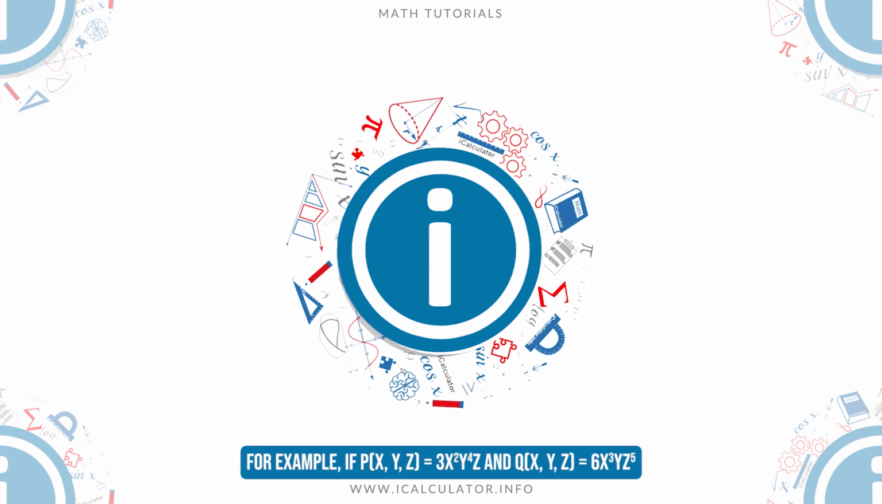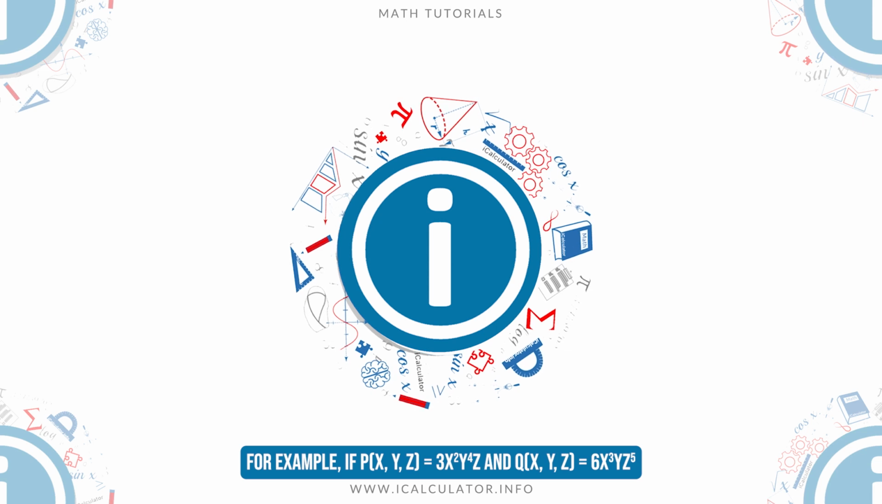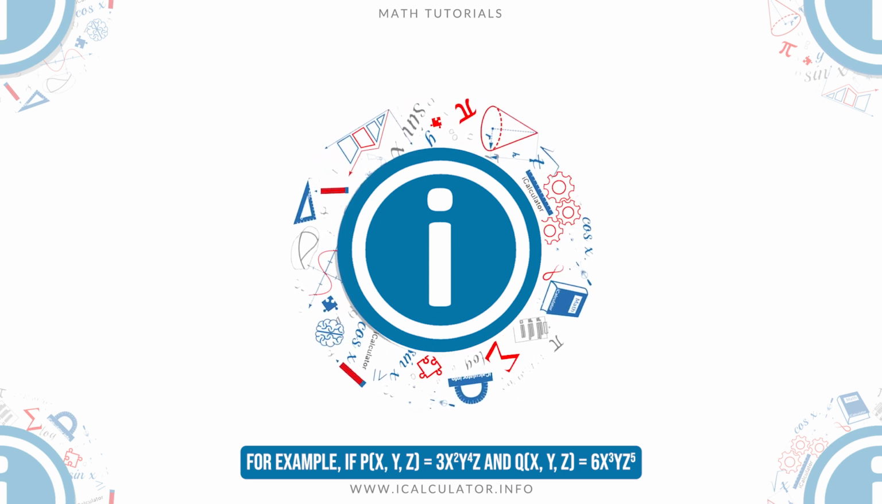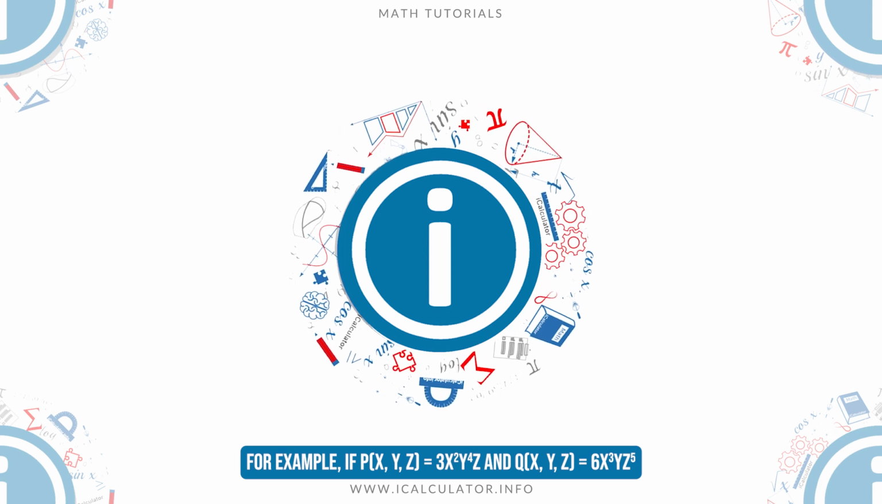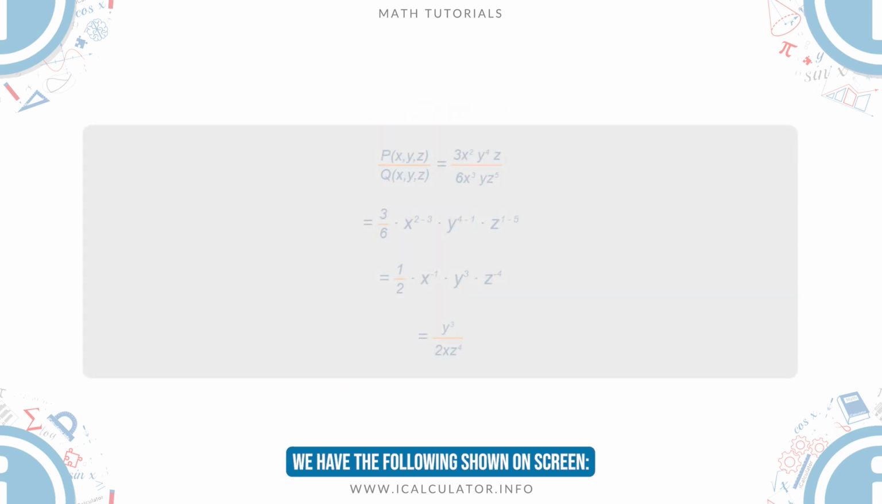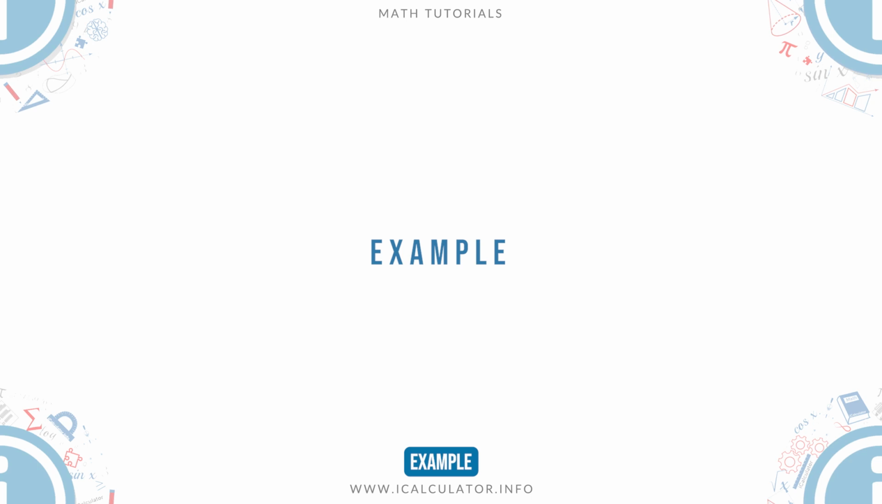For example, if p(x, y, z) equals 3x squared y to the power of 4 z and q(x, y, z) equals 6x cubed y z to the power of 5, we have the following shown on screen. Example.